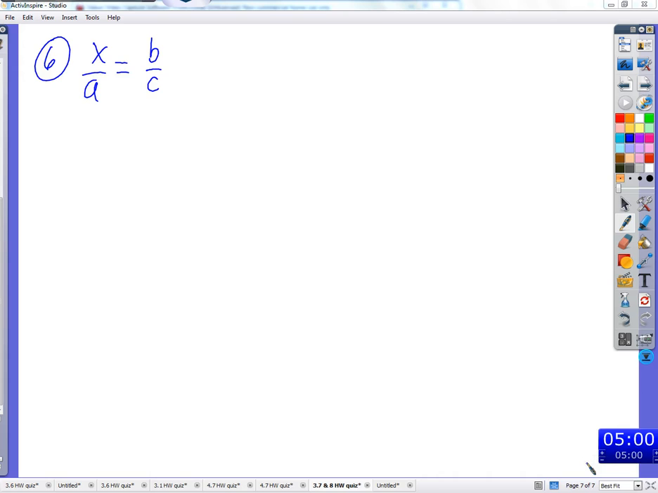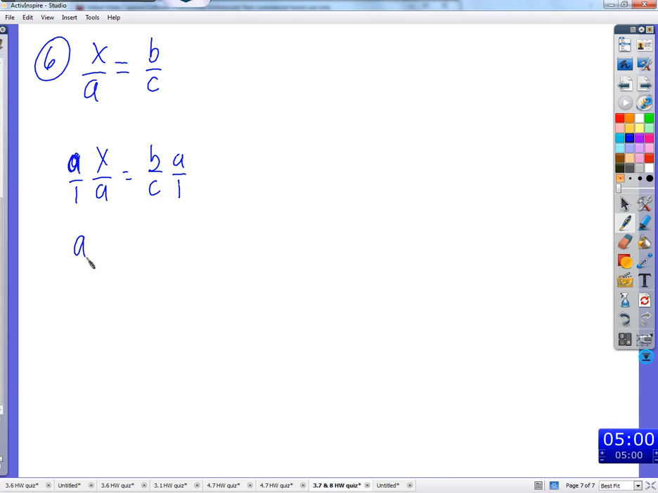Do to cancel out anything else that isn't x. Yeah, no. Okay, multiply by a over 1 on both sides. Just to be sure, I'm going to do what I did in the last quiz question and make sure that it does cancel.